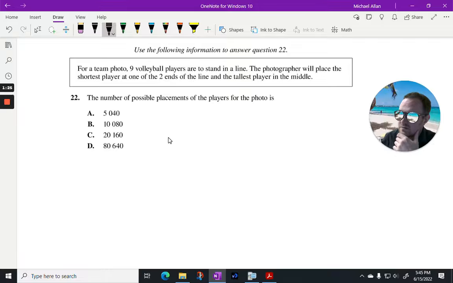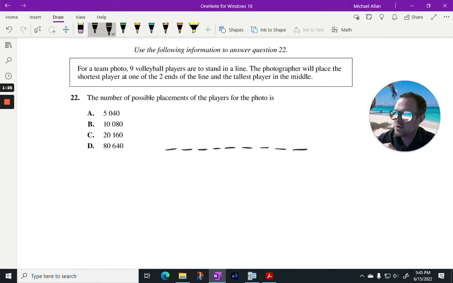We're almost finished. So we have a 9-person volleyball team trying to stand in line, and they want to play the shortest player on one of the ends. Doesn't mention which one, and the tallest player in the middle. So we have 9 people. So I'm going to use the fundamental counting principle here, because we're talking about arrangements. I know it doesn't mention that, but photos are always arrangements. 1, 2, 3, 4, 5, 6, 7, 8, 9.